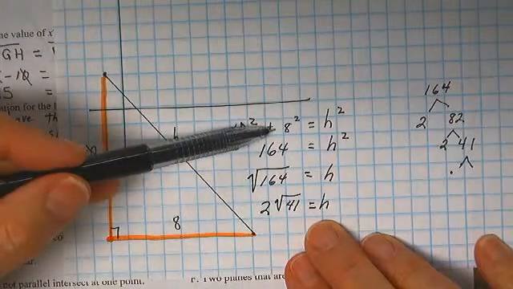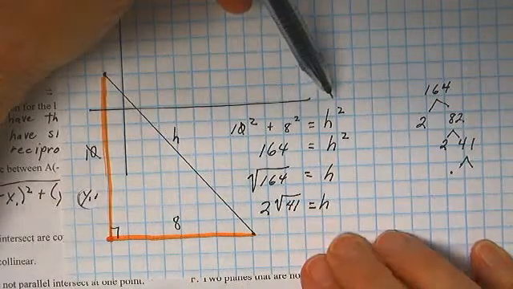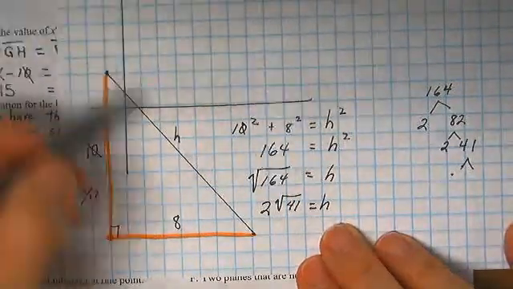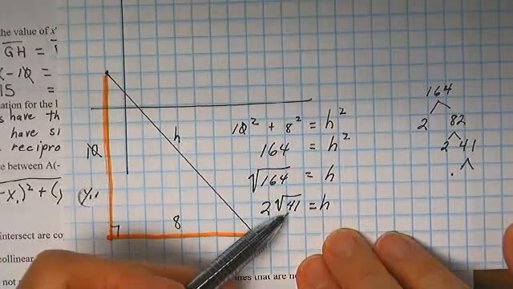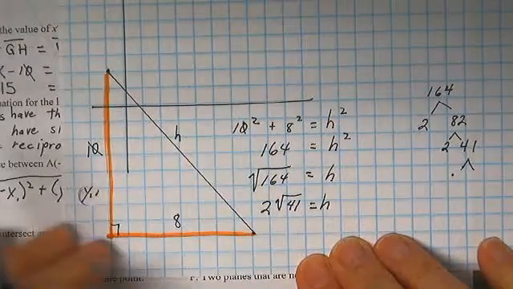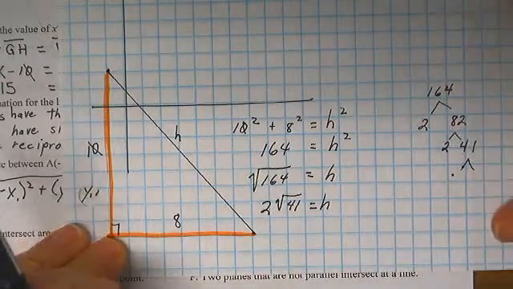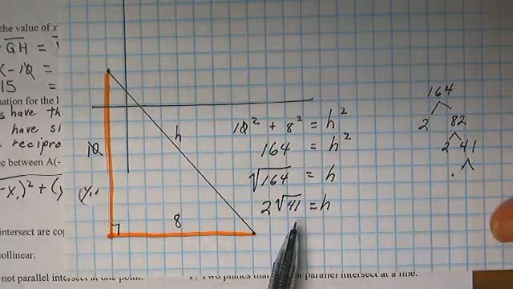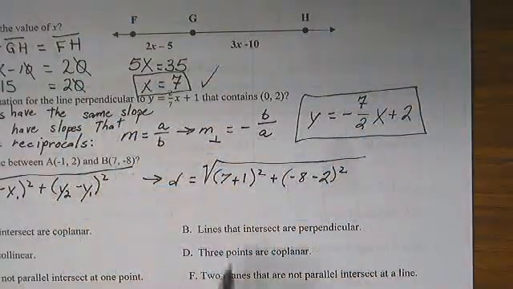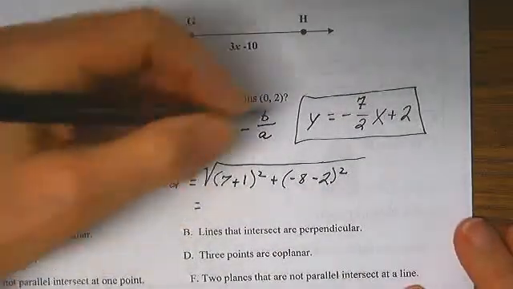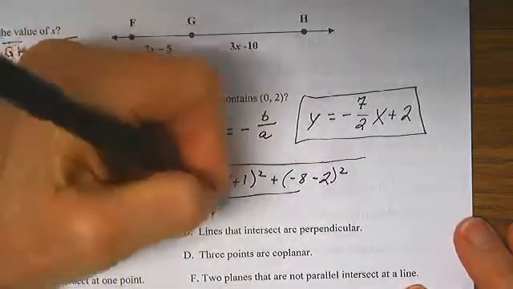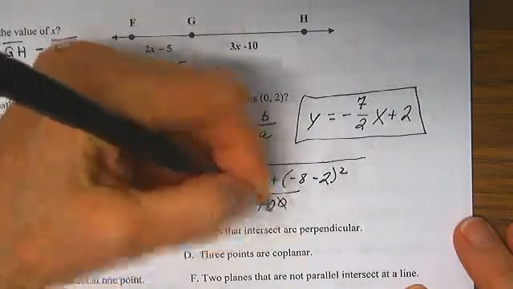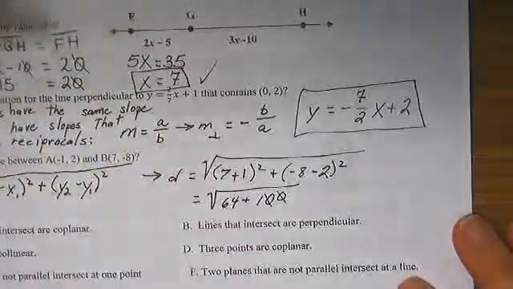A squared plus b squared equals c squared, or in this case the hypotenuse squared. And we find the hypotenuse is 2 times the square root of 41, which simplifies to 6.4 whatever. In Ms. Collins-Becker's class, we leave things in radical form. We do not simplify to decimals. Here we get the square root of 64 plus 100, and in both cases our answer is the same.